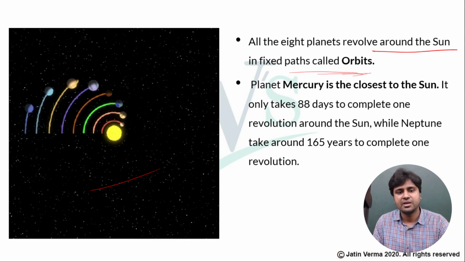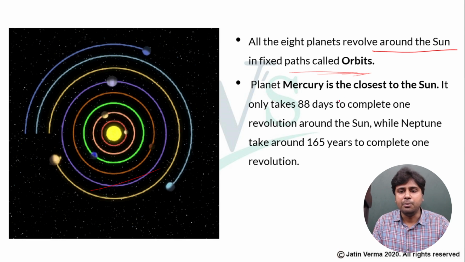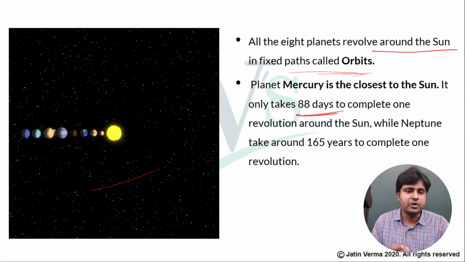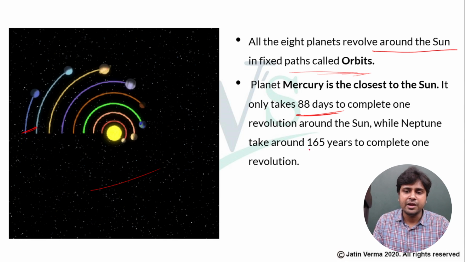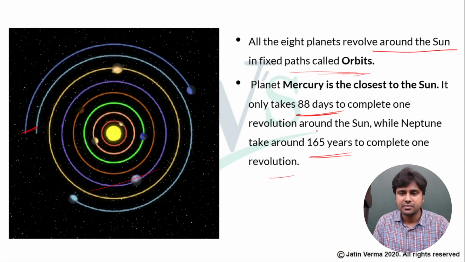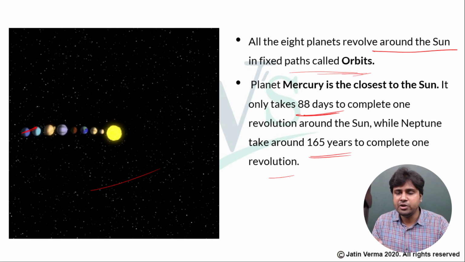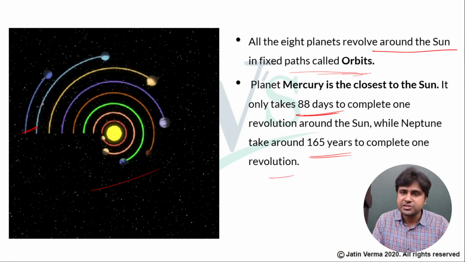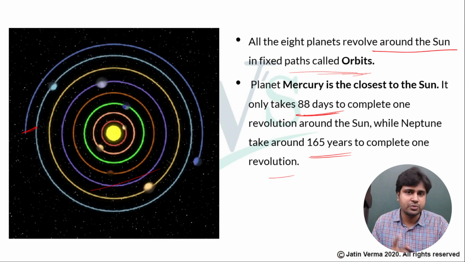As simple as that. Now just look at planet Mercury, which is very close to the sun. Mercury only takes 88 days to finish one revolution around the sun, because Mercury is very close to the sun. Now let's just look at Neptune. Neptune takes 165 years to complete one revolution around the sun. I hope you're able to compare these both. Mercury, which is very close to the sun, only takes 88 days to finish one revolution. But Neptune, which is the farthest planet, takes 165 years to finish one revolution around the sun.